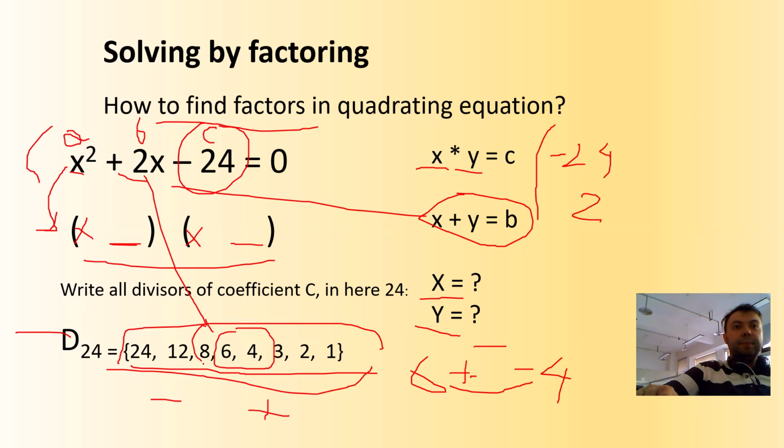It could be x plus and 6. Yes, it may meet the requirement x plus y equals b, but it doesn't meet the requirement x times y equals c. So x times 6 is 48. That's why it's too much, but 6 times 4 is 24. So we have our two numbers here. It is minus 4 and 6, because minus 4 times 6 is minus 24, and minus 4 plus 6 is 2. So x minus 4, x plus 6. This is our solution of our quadratic equation.